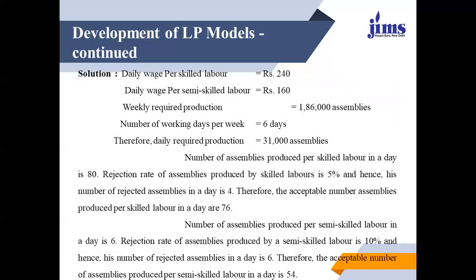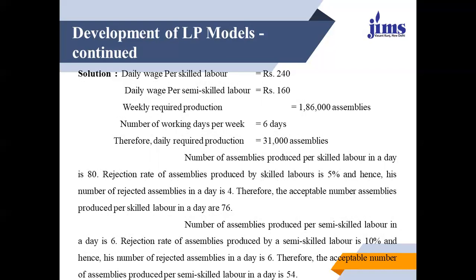So daily wages per skilled labor is rupees 240. Daily wages per semi-skilled labor is 160. The weekly required production is 1,86,000 assemblies, with 6 working days per week. Therefore, daily required production will be 1,86,000 divided by 6, means 30,000 assemblies per day.